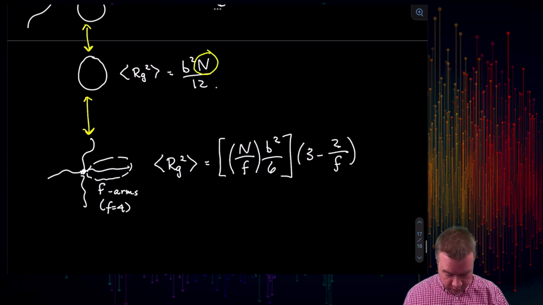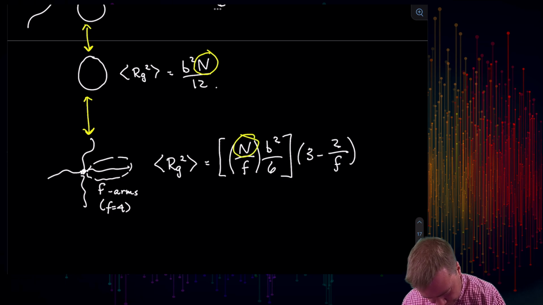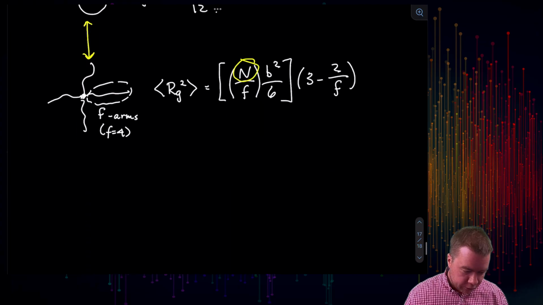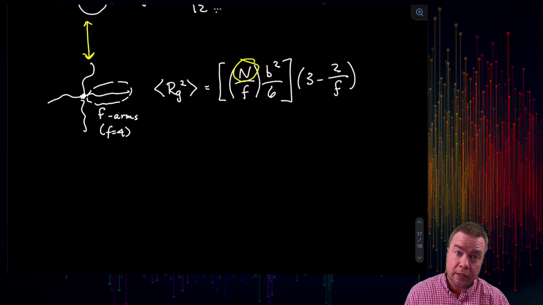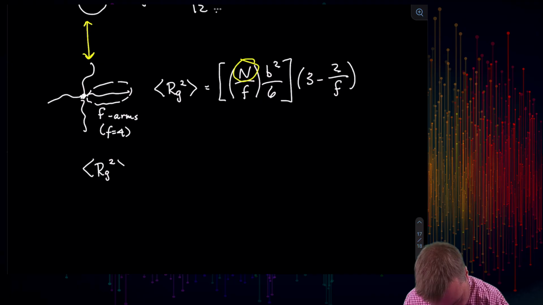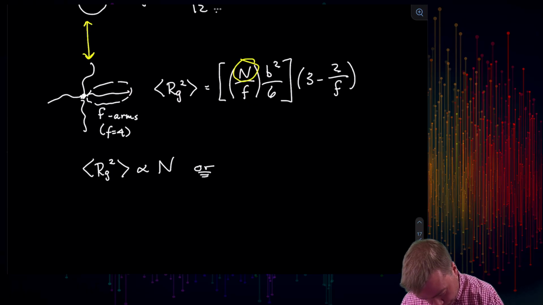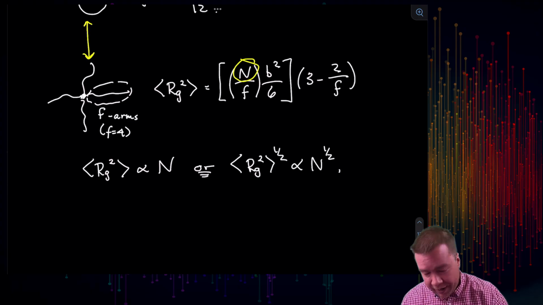Okay, so again, it looks similar. The expression becomes a little more complicated, but you can notice again that it depends on N in the same way. So for all of these different architectures, what we can see is that the radius of gyration and the end-to-end distance, but let's just only focus on the radius of gyration, the radius of gyration squared is proportional to N, or the root mean squared is proportional to N to the 1/2 power.